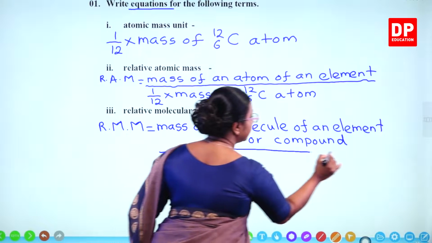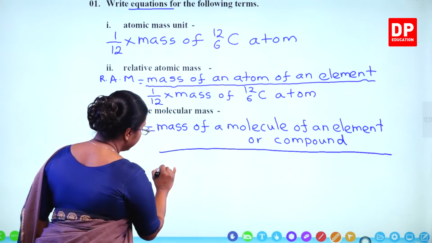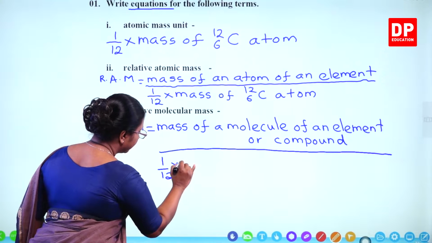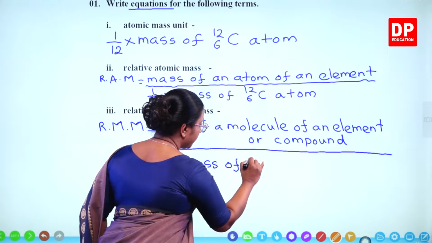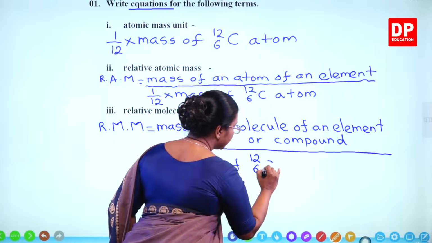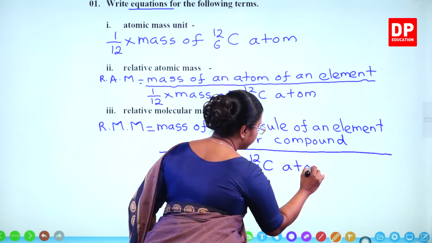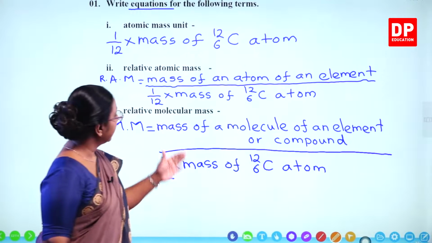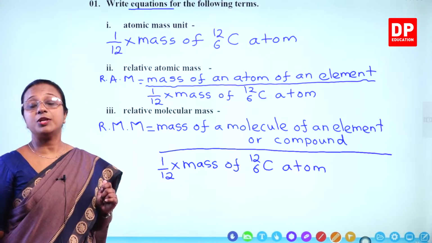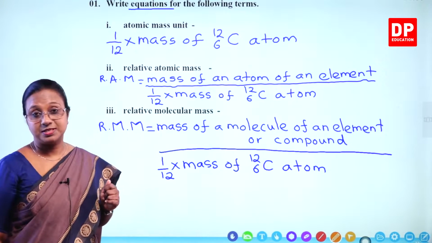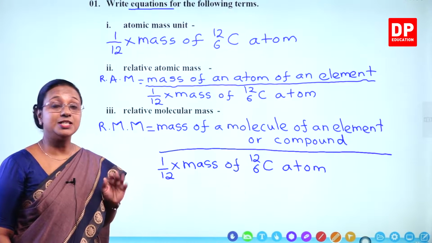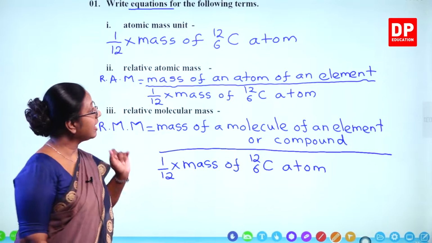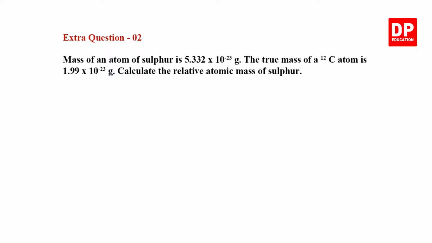Divided by what? Again, 1/12 mass of 12,6 carbon atom. That is the relative molecular mass of substances. So I am sure you wrote all these equations correctly. Then I will move on to the next question.